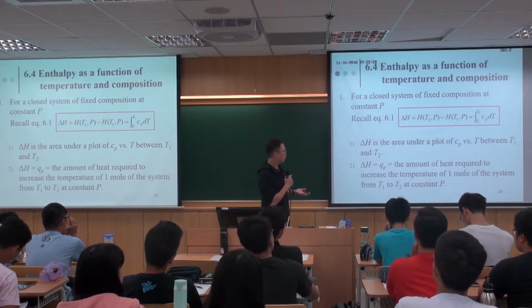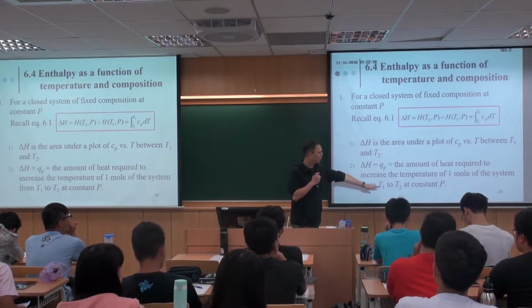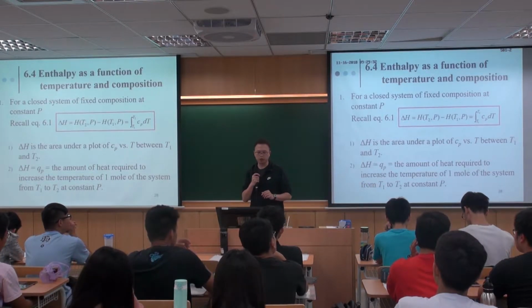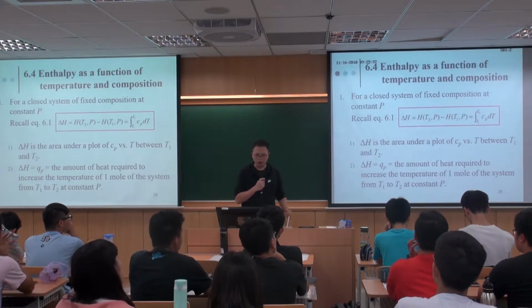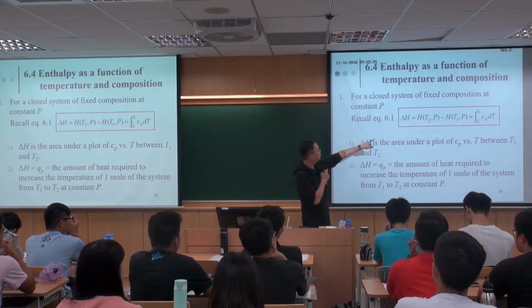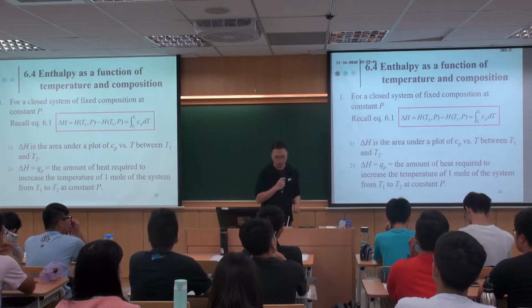So basically, in this chapter, most of the time we'll be focusing on changing the temperature rather than changing the pressure. So that's the reason why we look at delta H, especially for constant pressure, and then we change the temperature.